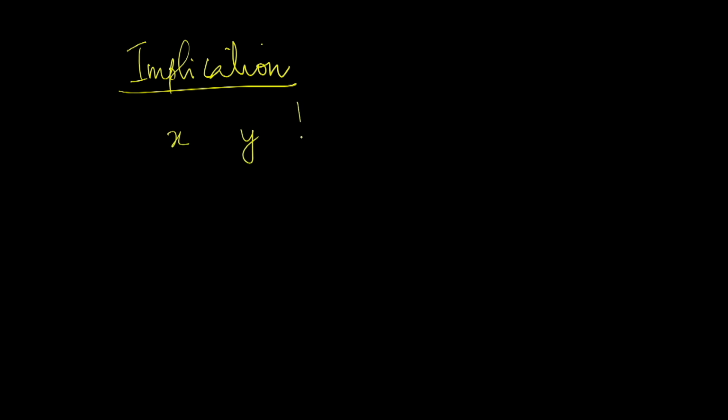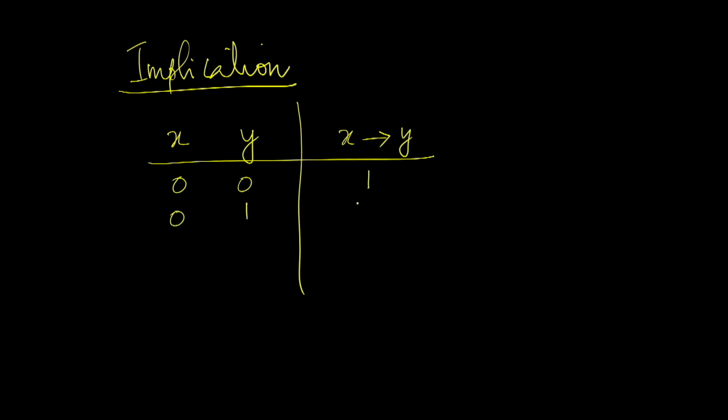Now, let us consider implication. The implication is a 2-variable Boolean function with this truth table. When both the inputs are 0, the output is 1. When x is 0 and y is 1, the output is 1. When x is 1 and y is 0, the output is 0. And when both the inputs are 1, the output is 1.